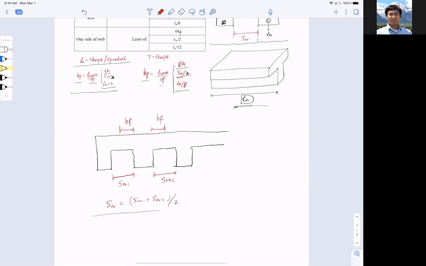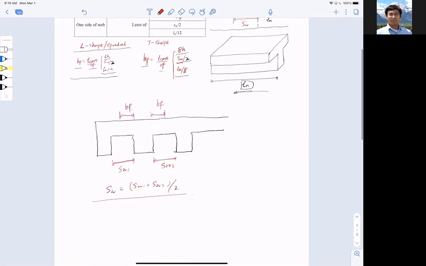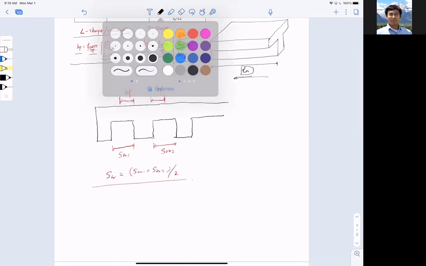All right, so that's how we determine the effective flange width. Okay, why do we mention this? Why do we need this? You see this in homework number 5, last problem. If you don't have that problem, lucky for you, but in the exam, you may see a similar issue like this. All right, so that's all.